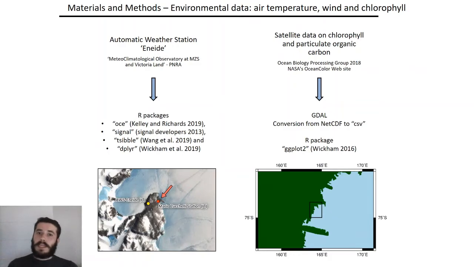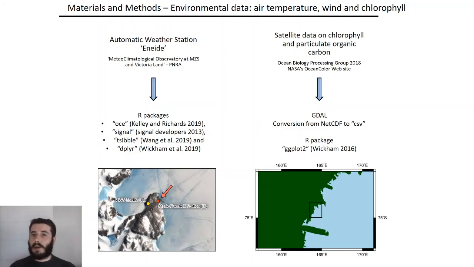Different environmental data were also taken, especially air temperature, wind intensity, and wind direction, which were downloaded from the Meteoclimatological Observatory site at the Italian research base Mario Zucchelli. This data was downloaded for the automatic weather station Eneide, which is located 820 meters far from the Zucchelli station, and was then processed using a variety of R packages.